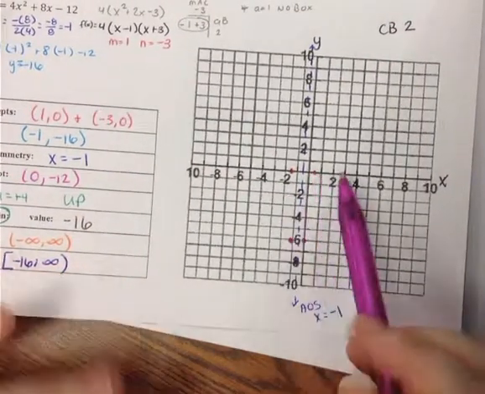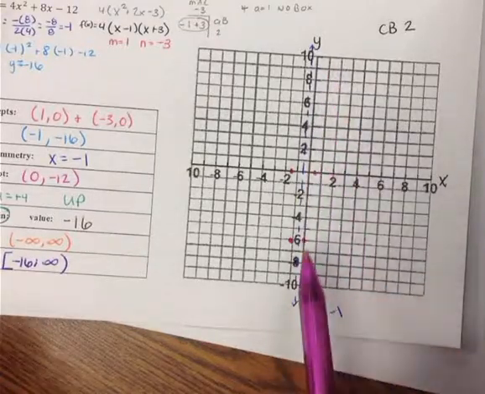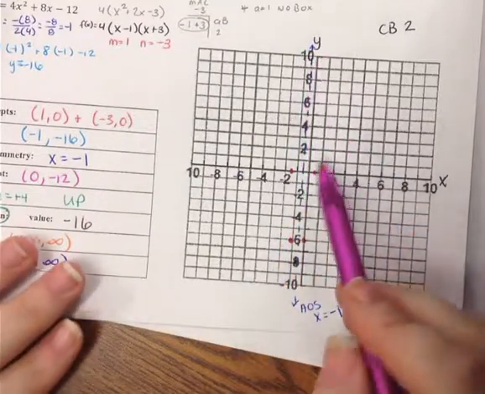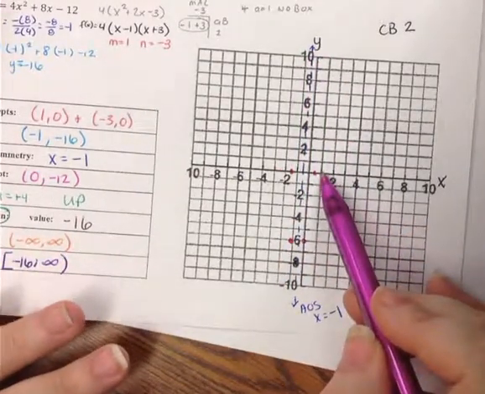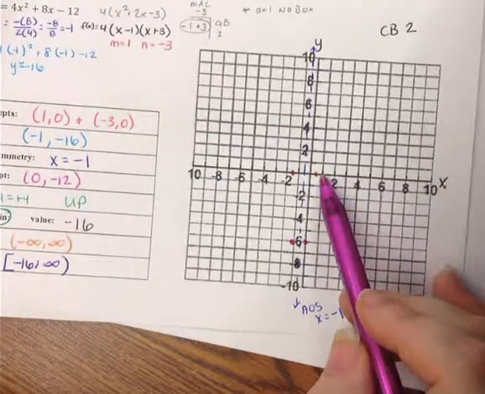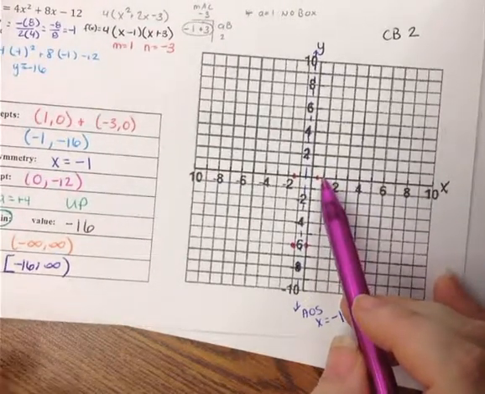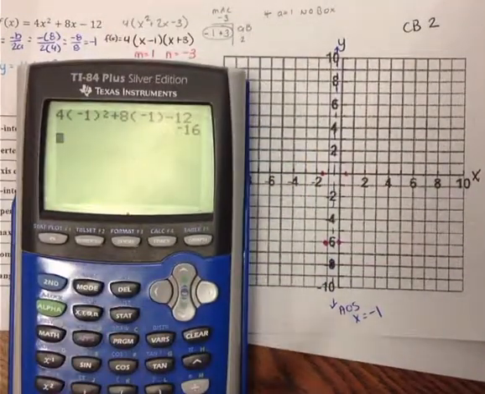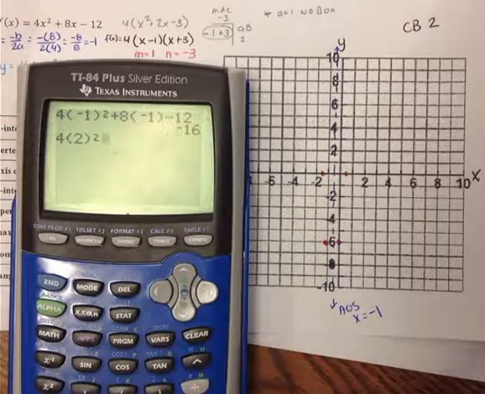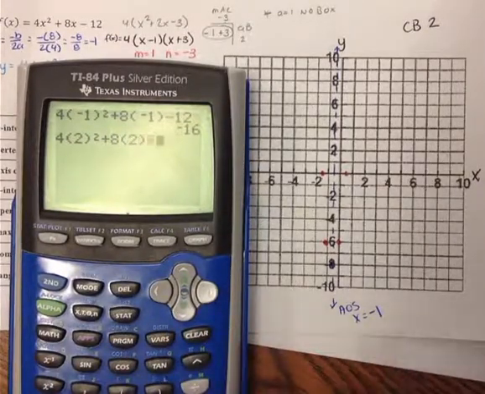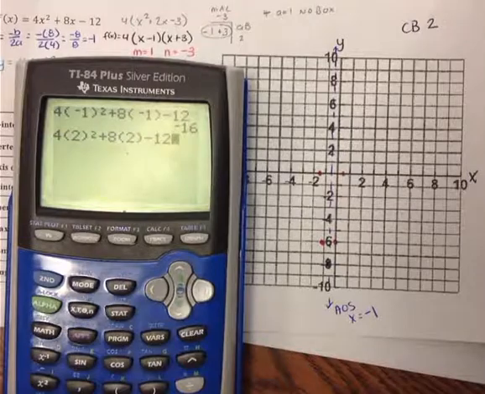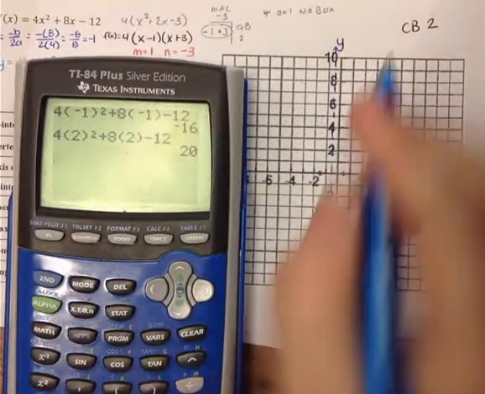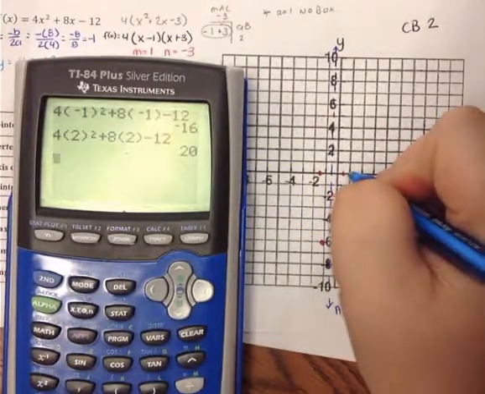Now, because my graph is really, really thin, I actually want to see what values would happen over here. So I'm going to go to a value of 1, x equals 2. I'm going to do x equals 2 and see what happens. So I plug in 2. I'll do 4 times 2 squared plus 8 times 2 minus 12. That way I can get another coordinate. I'm going to get 20. So that means I can actually graph 2, 20. This one is 2 because I'm counting by 2s.